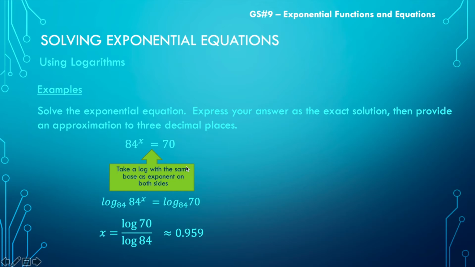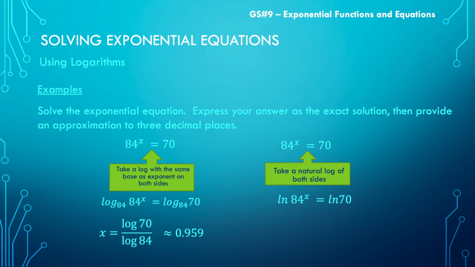So I kind of alluded to the idea that there's more than one way to do this. And so I'm going to show you another way to solve the same equation. So another way we can do this is to take a natural log of both sides of this equation. All right, and so then we would have ln of 84 raised to the x is equal to ln of 70. And we would do this because then I can use the power rule and take this x and treat it like a coefficient. Okay, and so that would look like this. x times ln of 84 is equal to ln of 70.